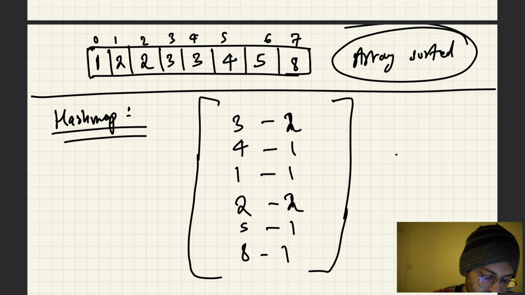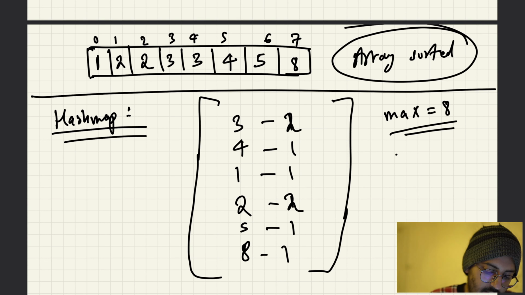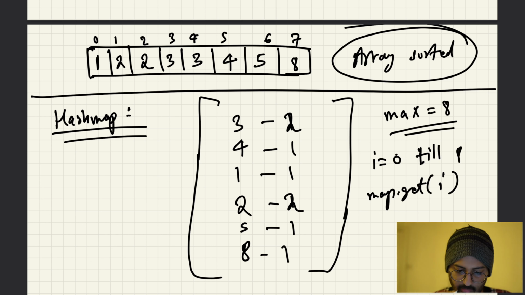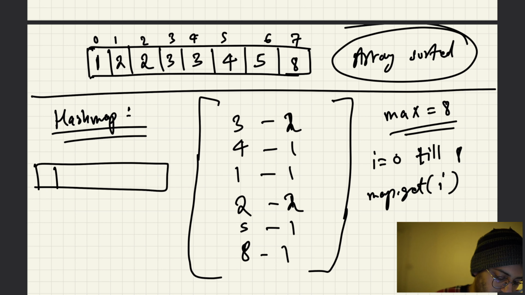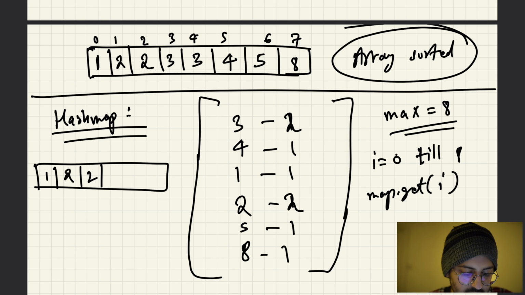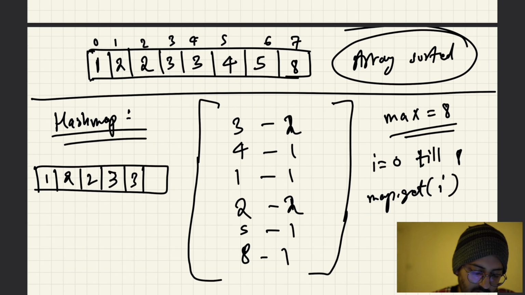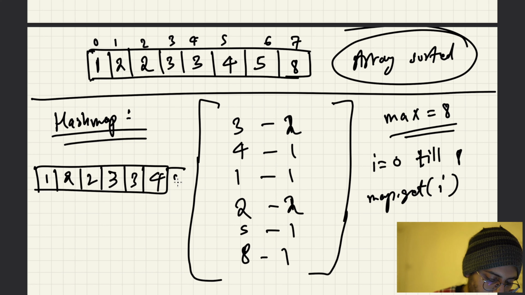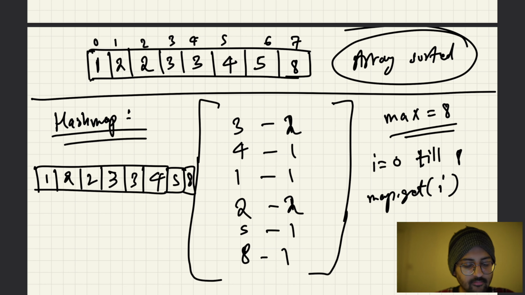Since we're talking about numbers, so maximum I know is equal to 8. I can start searching from i equal to 0 till 8. So map dot get i. It will search for 0. Does 0 exist? No, it doesn't. 1 exists. Yes, 1 exists. Its value is 1. Okay, new array 1. 2 exists. Yes, its value is 2. Added 2 times. 3 exists. Yes, value is 2. Added 2 times. 4 exists. Yes. 5 exists. Yes. 6 exists. No. 7 exists. No. 8 exists. Yes. Okay.